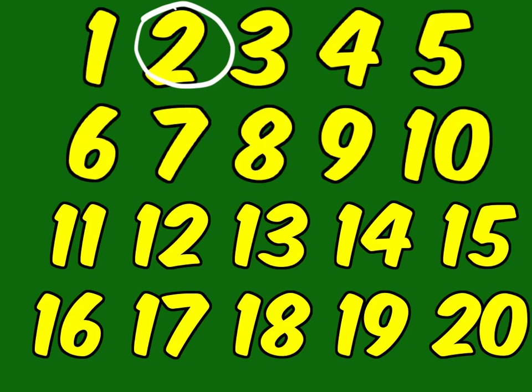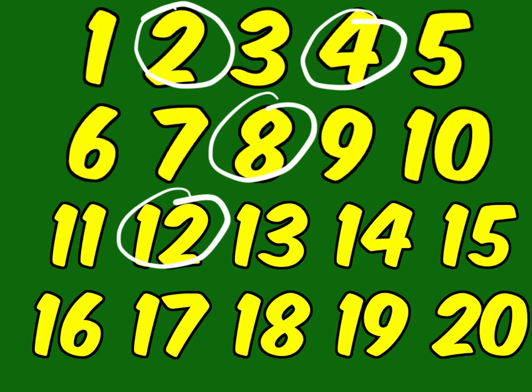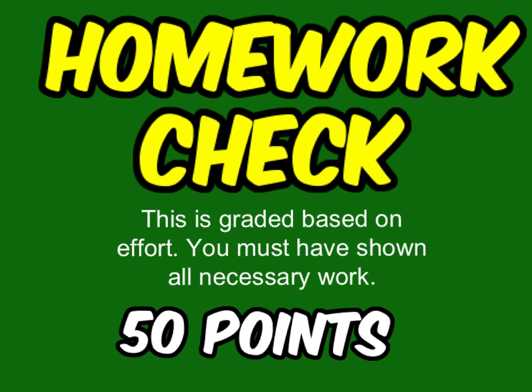Pick a number from 1 to 20 and bring it up here. The winning numbers today are 2, 4, 8, 12, and 18. It's the same numbers as yesterday. Yeah. Bring up the homework and show me what you have.